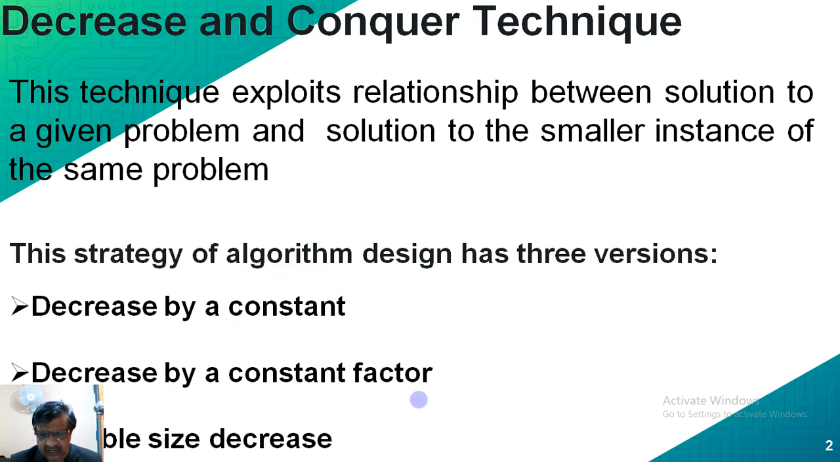Decrease by a constant factor. So the instance size, iteration by iteration, will be reduced by a constant factor, and this constant factor happens to be half. And there is another version, which will reduce the instance size iteration by iteration to a variable size. It's a variable size decrease. It will usually be a huge reduction in the input which cannot be predicted beforehand. And we will take examples to understand how decrease by a constant works, how decrease by a constant factor will look, and how the variable size decrease will happen.